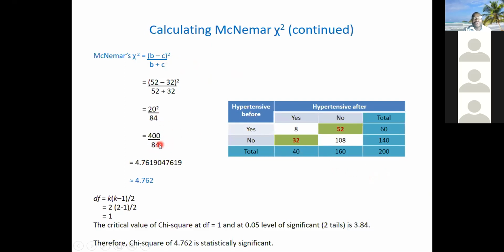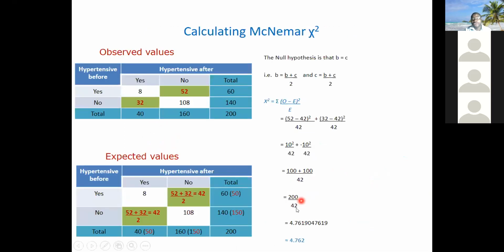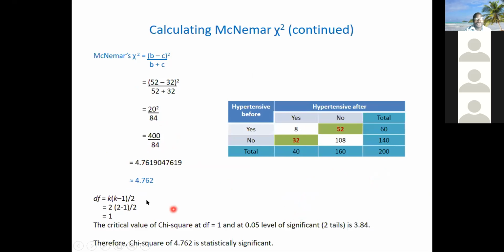Look at it. 400 all over 84 is the same thing as 200 over 42. Is that not so? If you divide it, it gives you the same answer. I think it's an easier way of arriving at it. Yes, once you know the formula, this is an easier and faster way.